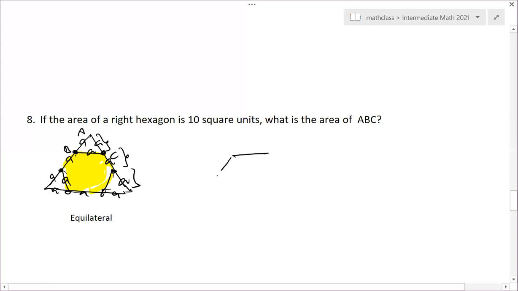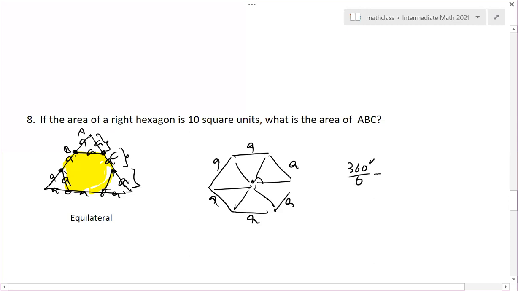So look at this hexagon. If this side is A, this side is A, this side is A, I can connect those points, and I see that each of them is an equilateral triangle, right? Because this angle will be 360 degrees divided by 6, which is 60 degrees. So this will be 60 degrees, 60 degrees, 60 degrees, okay?